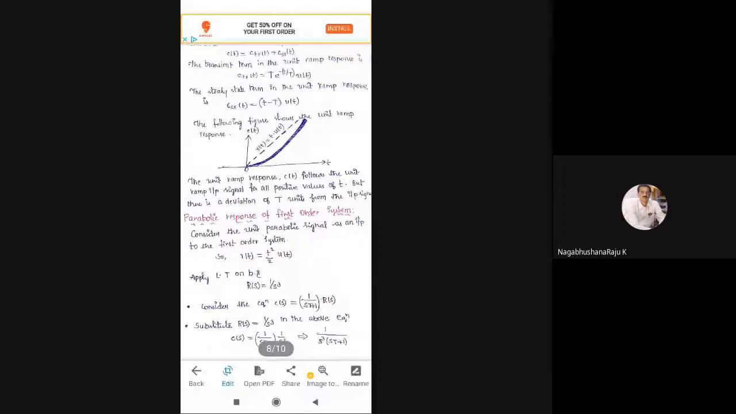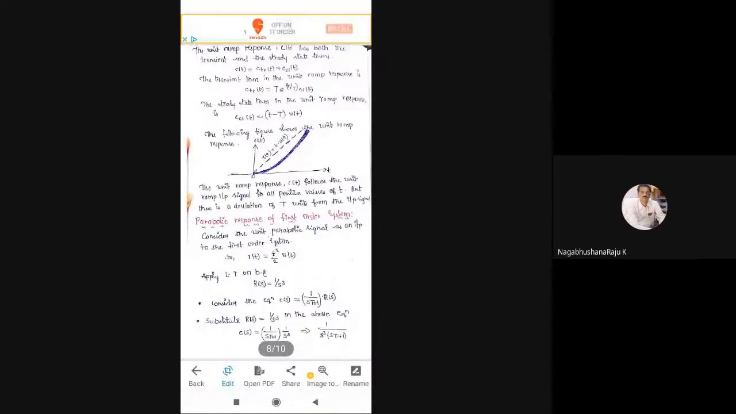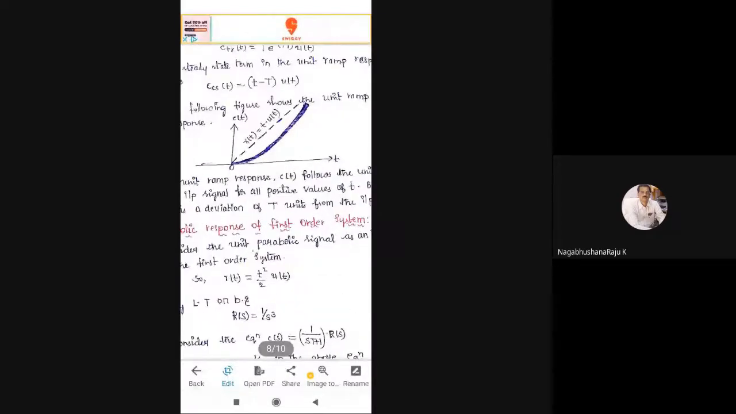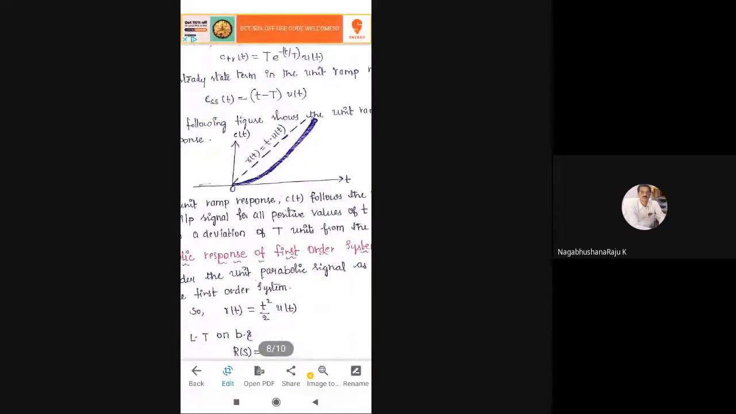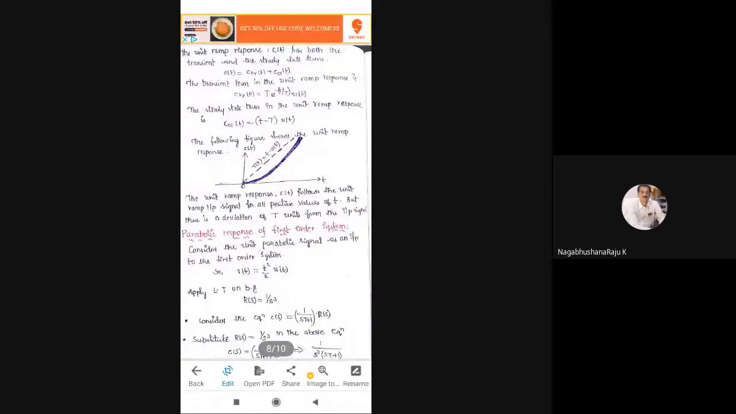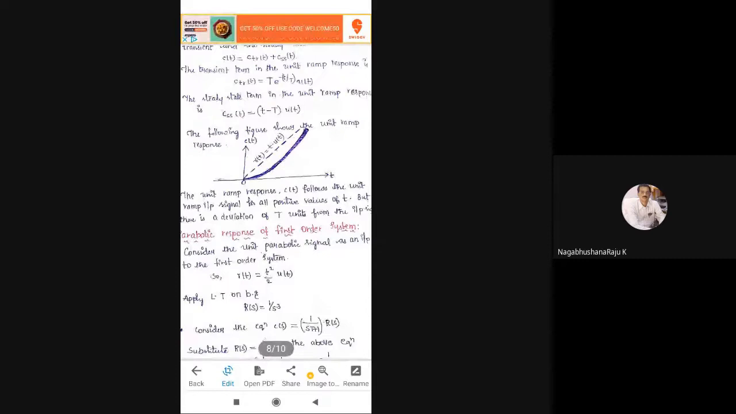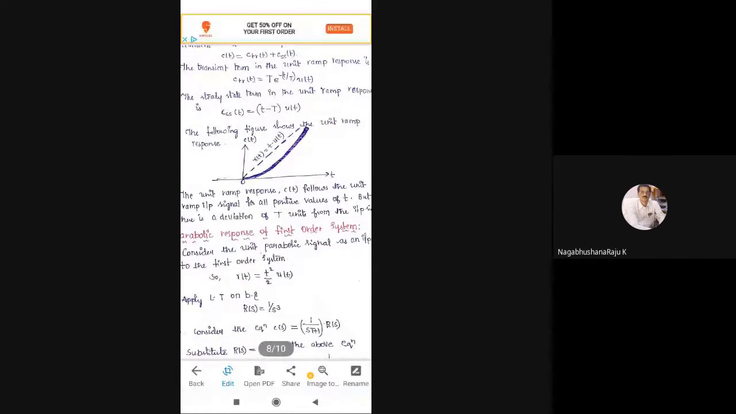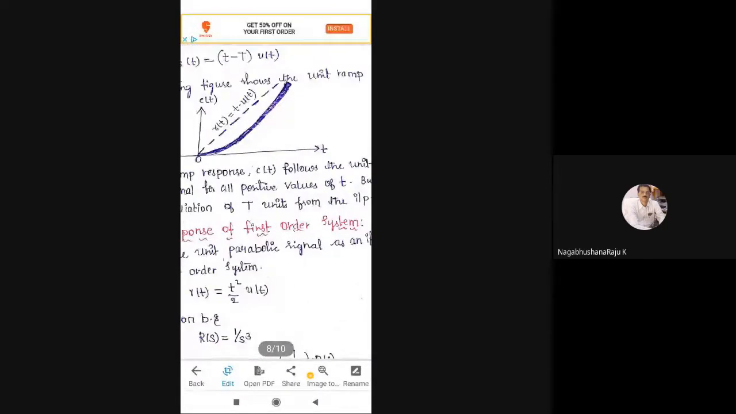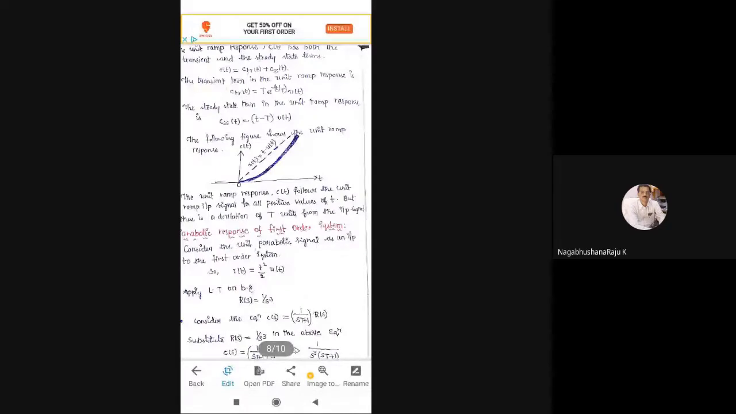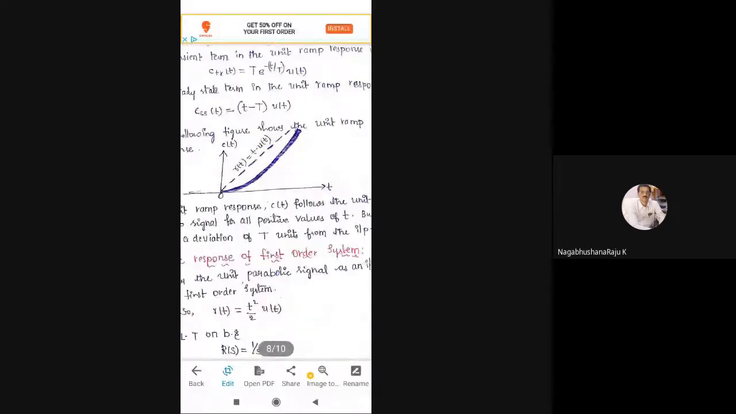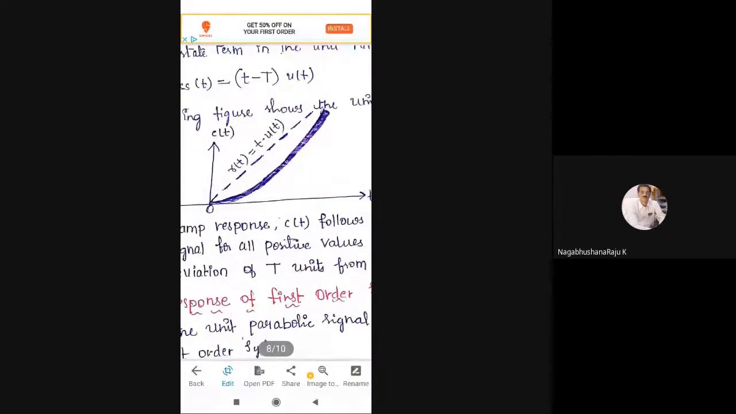The following figure shows the unit ramp response. This is the unit ramp response. The unit ramp response c(t) follows the unit ramp input signal for all positive values of t. But there is a deviation of T. This is the deviation from the input signal.